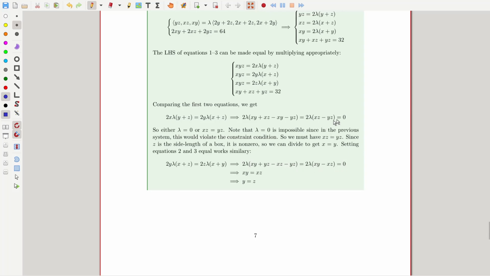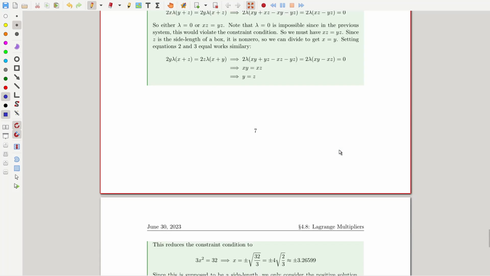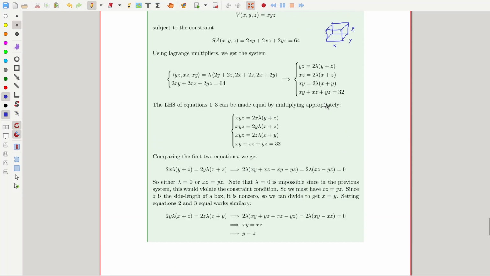And this condition is very similar to this condition. Either lambda is 0, which we just argued is impossible, or we have that xy is equal to xz. And then because x is a side length, x cannot be 0, therefore we can divide, and we get y is equal to z. So this shows that x, y, z are all equal, which is quite nice, because then we can rewrite this constraint condition.